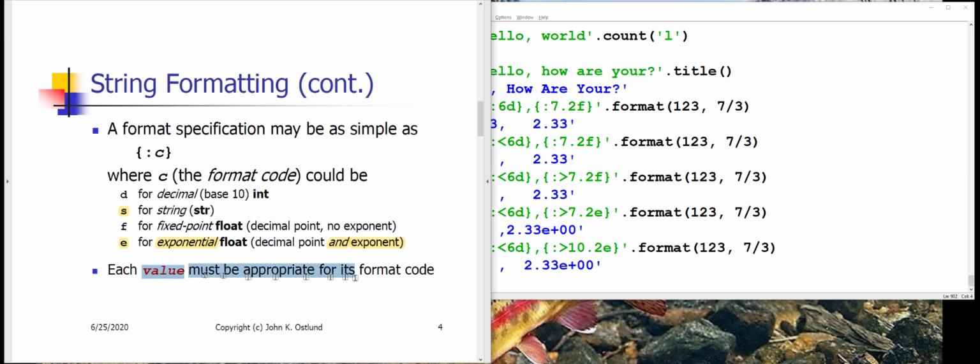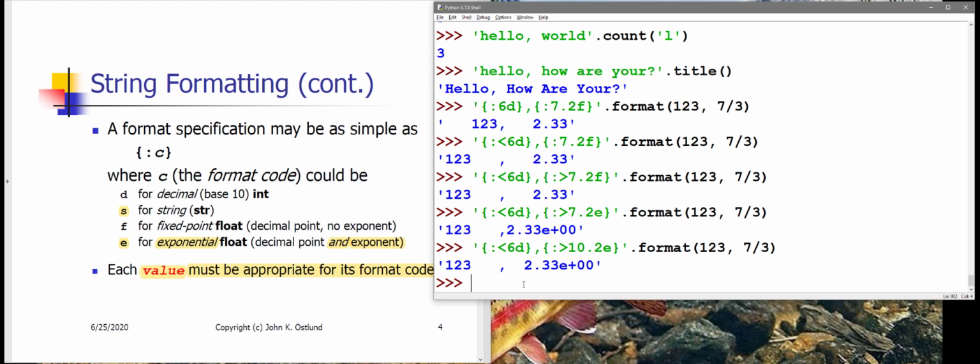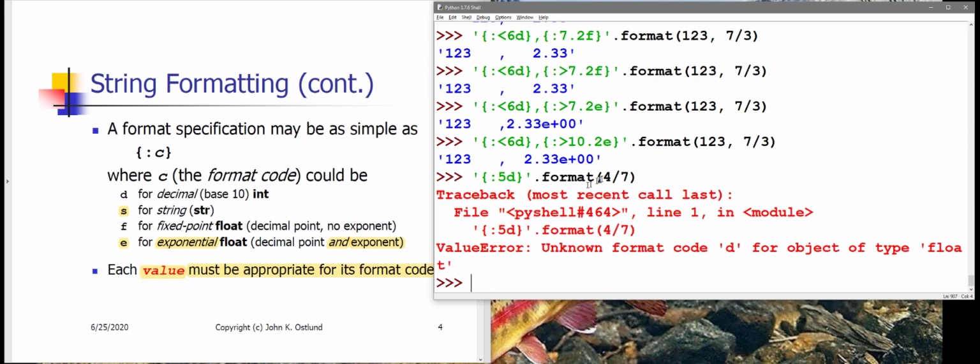Now the value has to match the format code. It has to be appropriate for the format code. So if I say this, curly brace colon 5D, and then I say dot format 4/7, I'm going to get yelled at because 4/7 is a float, and D is not a format code that will work for a float. D only works for integer values, int values.